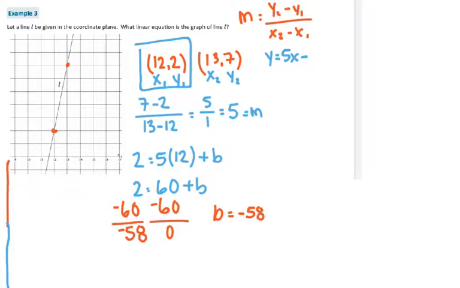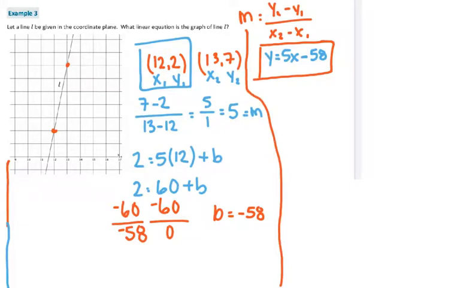So it crosses the y-axis way down on my y-axis. So my equation is y equals 5x minus 58. That y-intercept is negative 58. So now I have the slope-intercept form of my equation here. Now, I want to show you guys, this one's a little bit easier to transform our slope-intercept form into standard form. So we're going to do that right now.